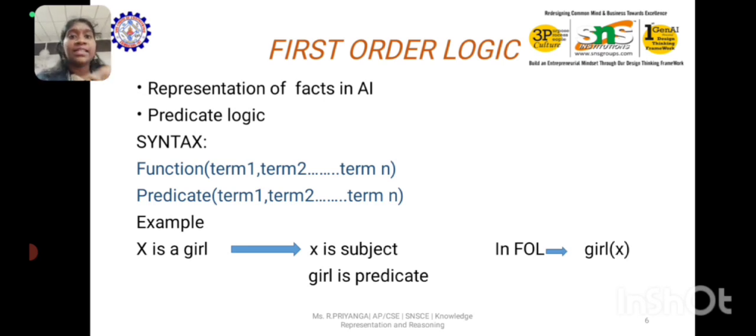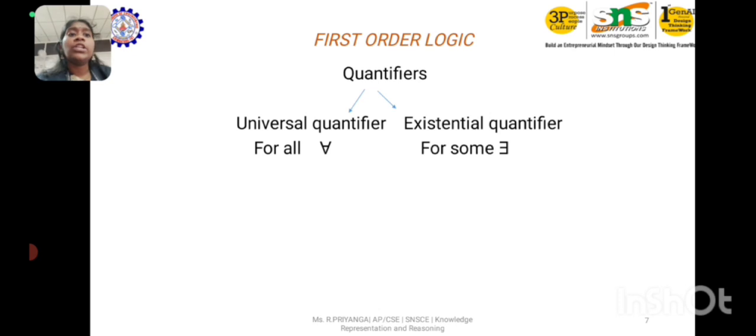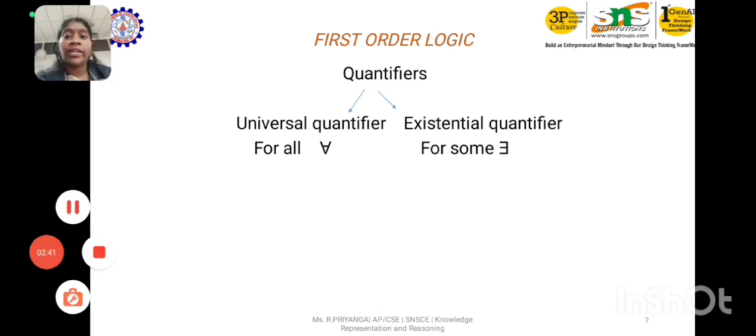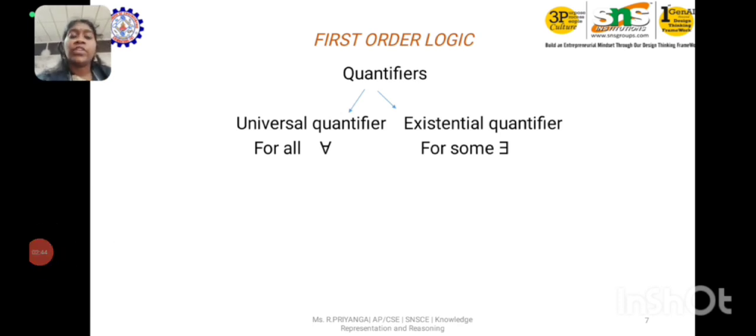Example: X is a girl. In English, X is the subject and girl is the predicate. In FOL, we write the subject in brackets: girl(X). There are two quantifiers in first order logic, and the quantifier is a very important thing. The universal quantifier means for all, and the existential quantifier means for some. These are the things.